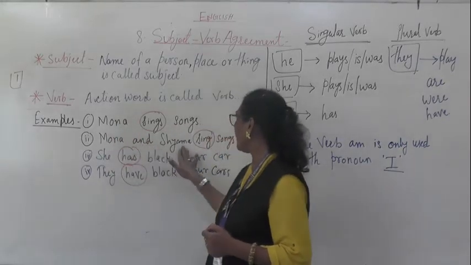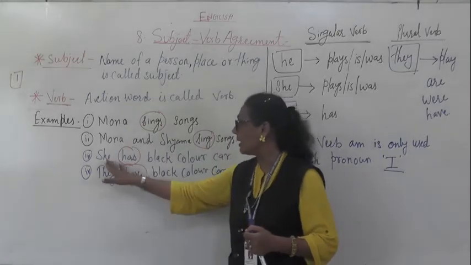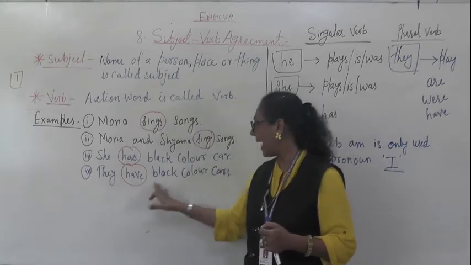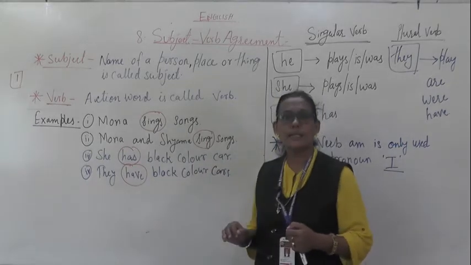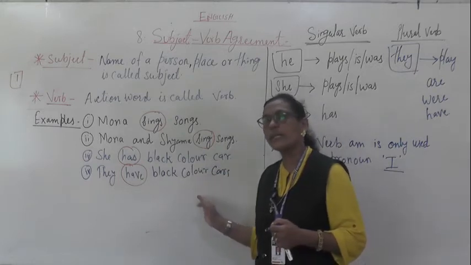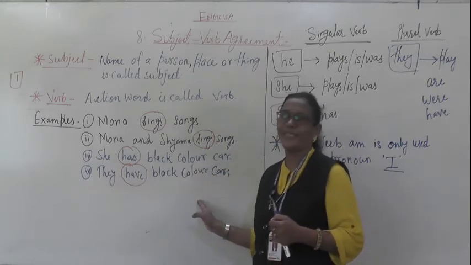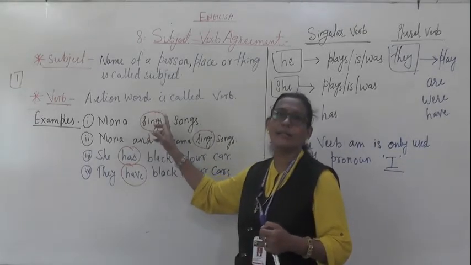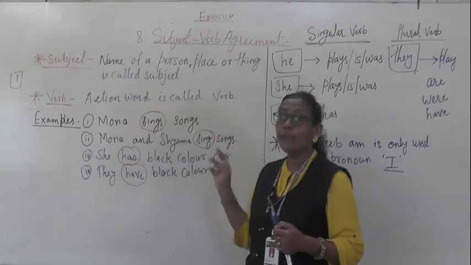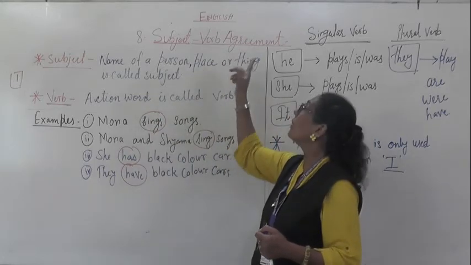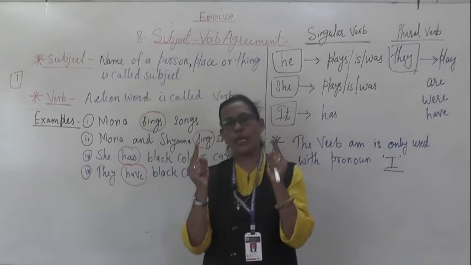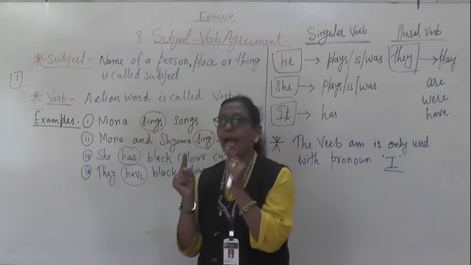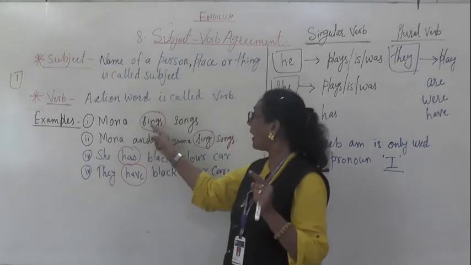Mona and Shama sing songs. She has black color car. They have black color cars. What have you noticed in these examples, dear children? Yes, you are correct. Whichever is in the red circle, the name of our lesson is subject verb agreement. With the subject, the verb must agree. That's why I have circled over here.